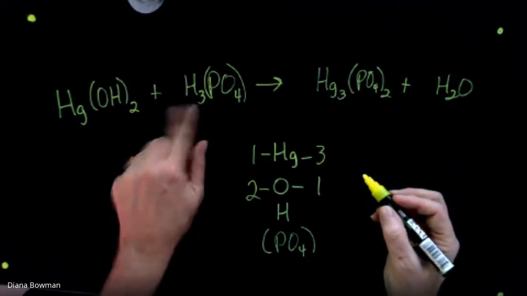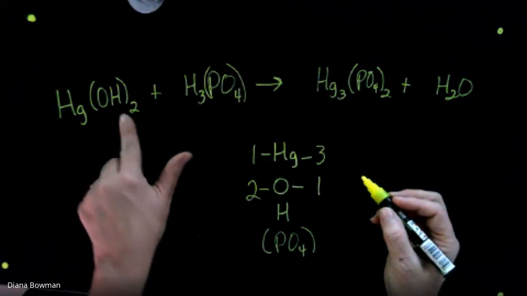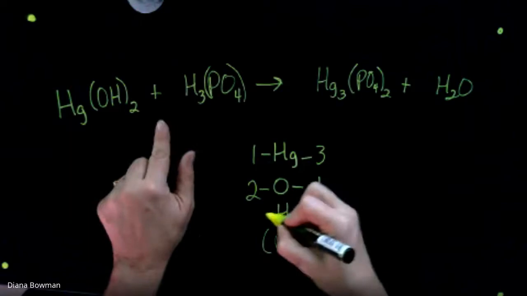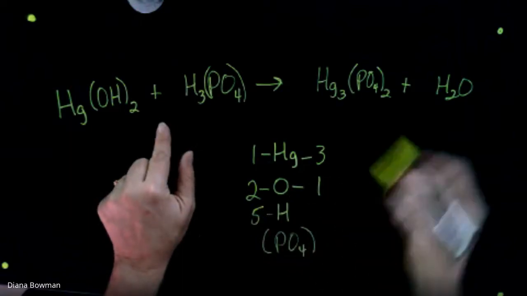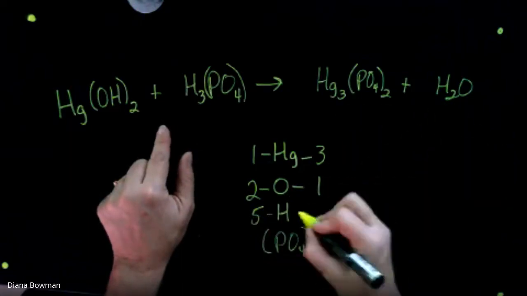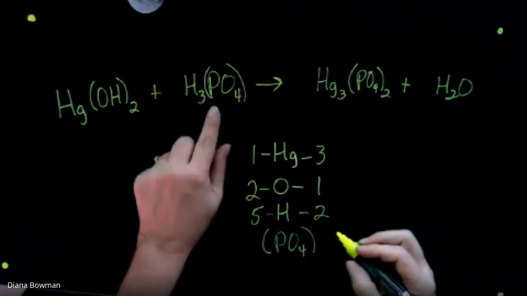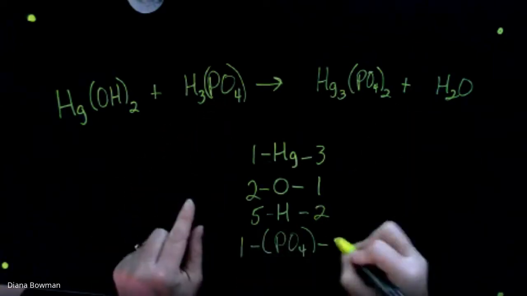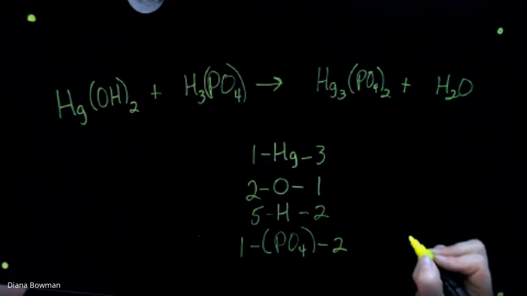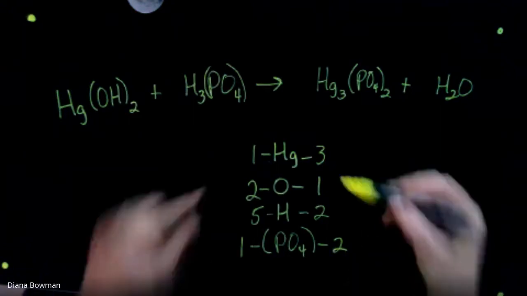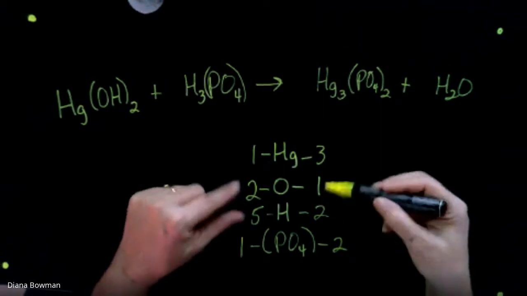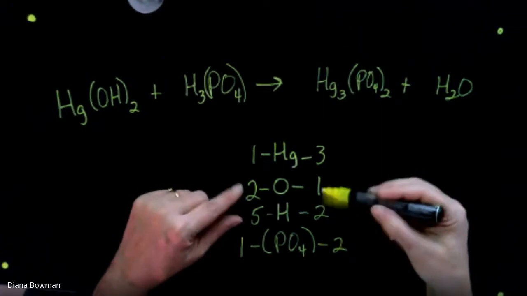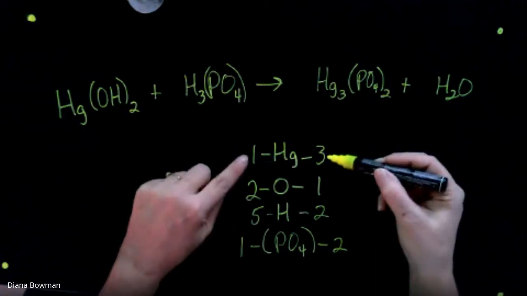The next thing, I've got hydrogen. So I've got 2 hydrogens here, and I've got 3 hydrogens here. So that's going to be 5 hydrogens. And over here, I have 2 hydrogens. Phosphate-wise, I have 1 phosphate here, and I have 2 phosphates there. Okay. I will give you some advice here. Always wait on the hydrogen and oxygen until everything else is balanced. So just ignore these guys for a minute, and let's balance these guys.